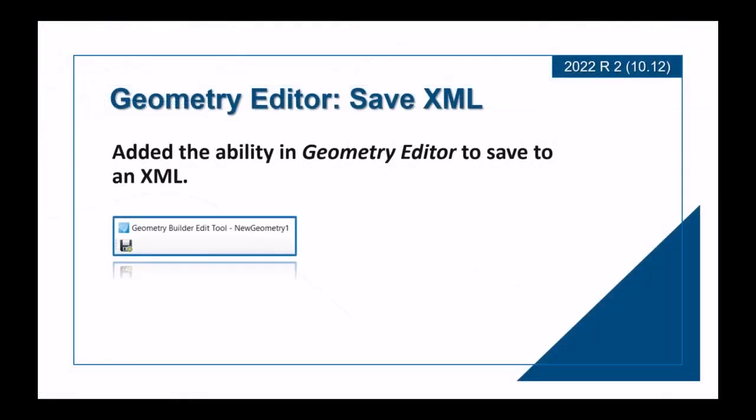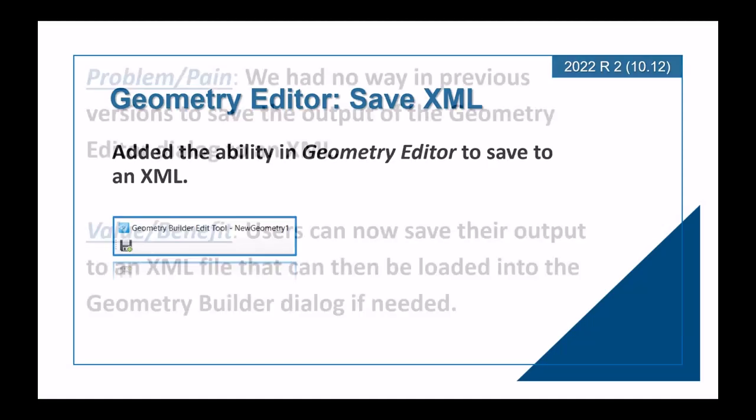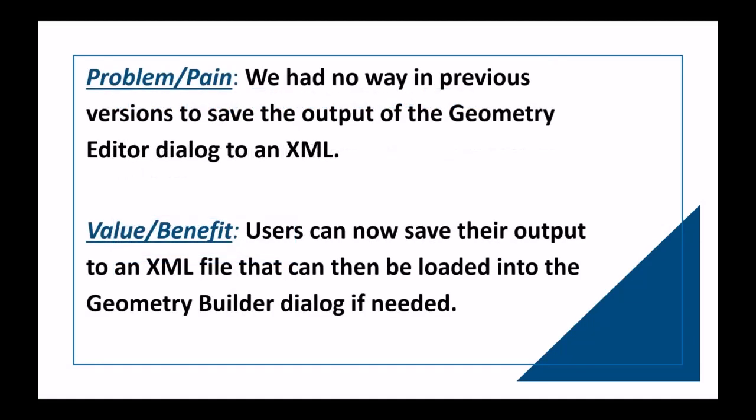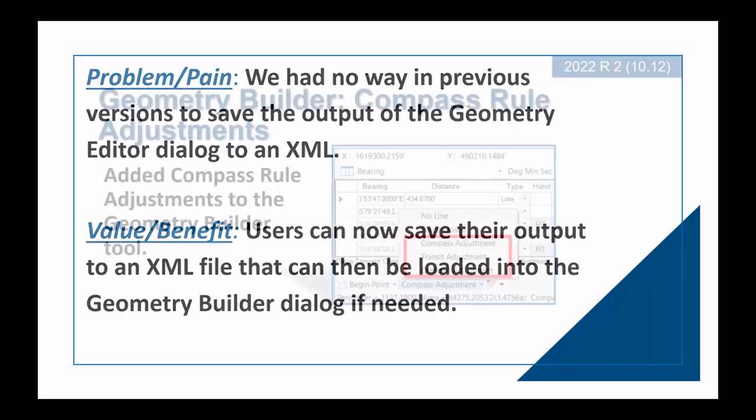Okay, anything else under geometry? Under geometry editor, one more thing that we did is we added the ability to save to an XML file from the geometry editor. The real pain or problem here is we really had no way in previous versions to save the output. If you made any modifications in geometry editor, you didn't have any way to save to an XML. Now we've added that, and you can take that output and load it into other dialogues such as Geometry Builder if the need is there.